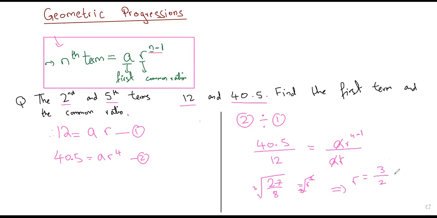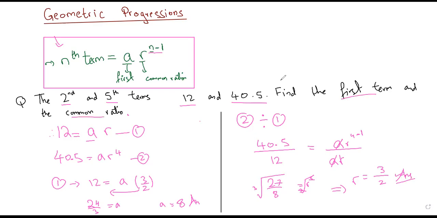Now I can use any of these equations, the value of r, to find a. Let's use 1. So 1 is that 12 equals a r. I need to find a. I'll plug in the value of r. I'll take 2 to that side. That would become 24 divided by 3 equals a. And a is 8. So this is the answer, right? We had to find the first term, the common ratio.